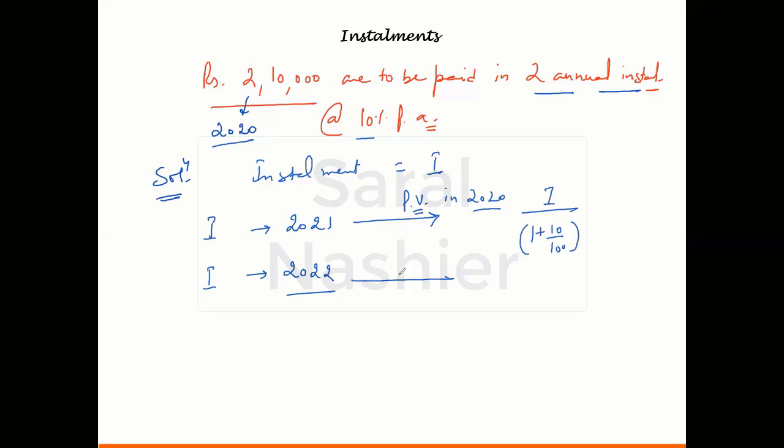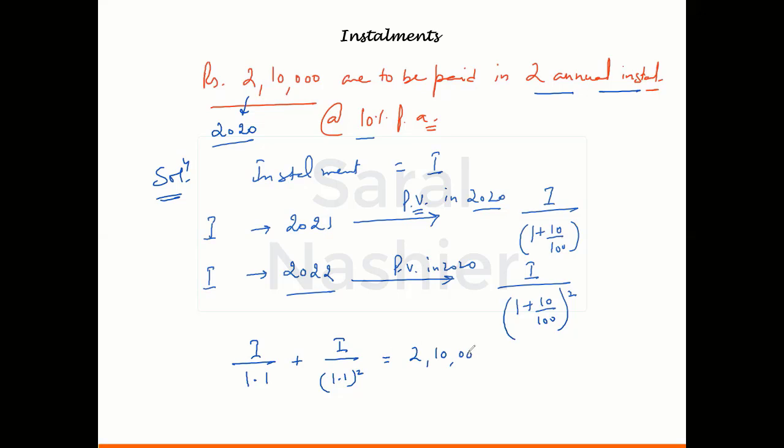And what is the present value of this 2022 money in 2020? I would again say I divided by (1 plus 10 by 100) whole square. So whatever money I am going to pay in 2021 and 2022, their present values are I upon 1.1 plus I upon 1.1 squared, and this present value should be equal to 2,10,000, because if I have to pay today, I have to pay 2,10,000.